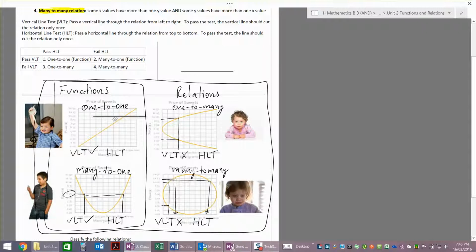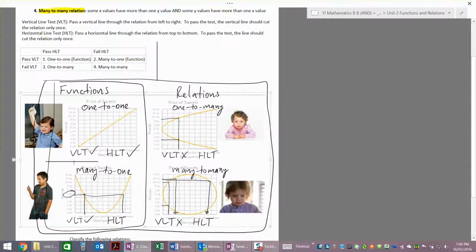Okay, and I'll pass the horizontal line through the relation from top to bottom. To pass the test, the line should cut the relation only once. So here's my line passing through from top to bottom. It's only cutting that line once. So I say that that has passed both of these tests. So we're talking about pass and pass. Should be a 1-to-1 function. Yep, and it is.